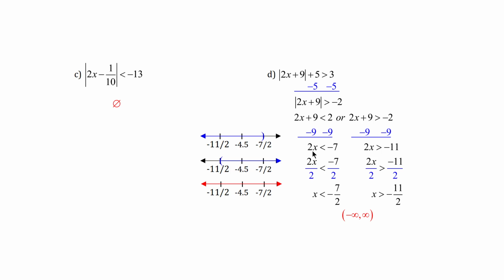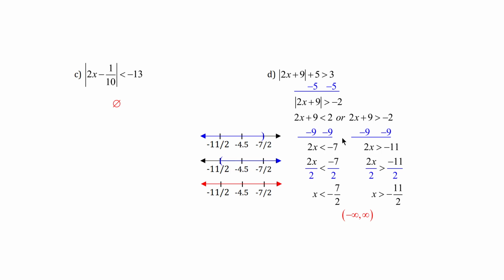Next, we need to get rid of the 2 in front of the x. We do this just by dividing both sides by 2. So we get 2x divided by 2 less than negative 7 divided by 2. Simplifying the left-hand side, 2x divided by 2 is x, and simplifying the right-hand side, negative 7 over 2 stays as negative 7 over 2. The result is x less than negative 7 over 2.